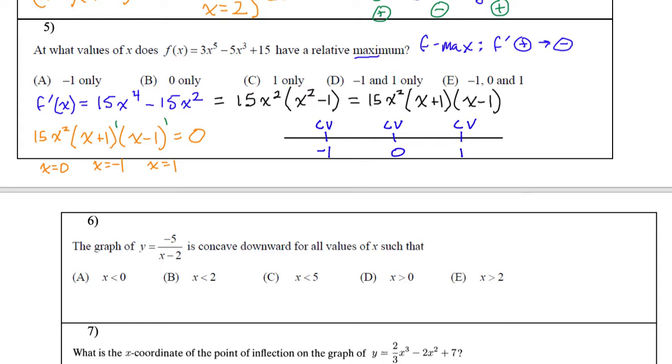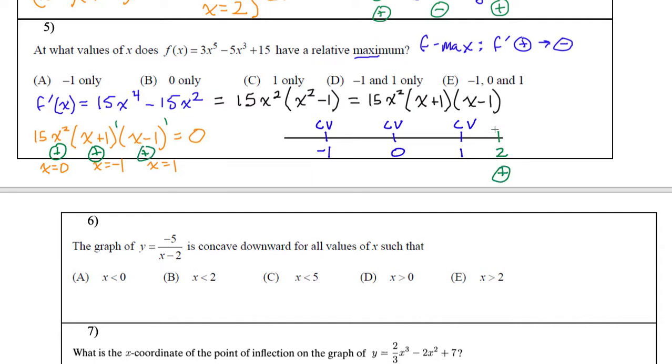And let's do a test point. I'm going to just choose 2. I like whole numbers, and I like positive numbers. So if I plug in 2, then this is always going to be positive because it's something squared. So it's going to be positive here. When I plug in 2 here, it's going to be 3. 2 minus 1 is 1, which is positive. 3 positives multiplied together gives us a positive.